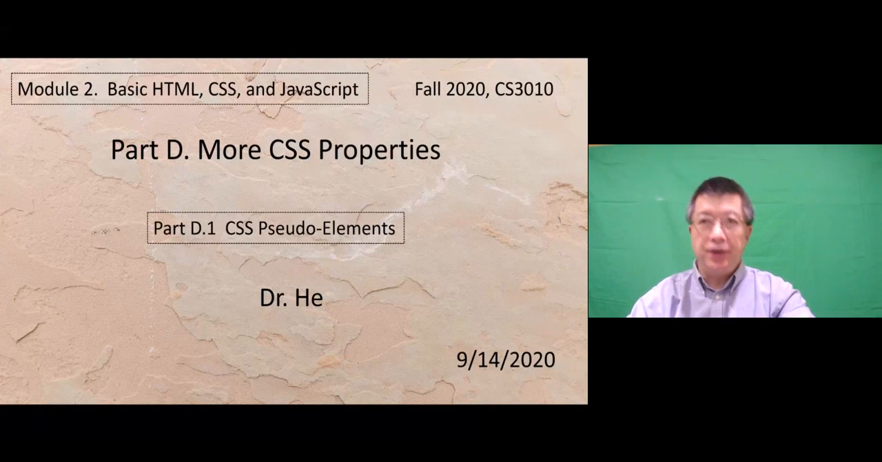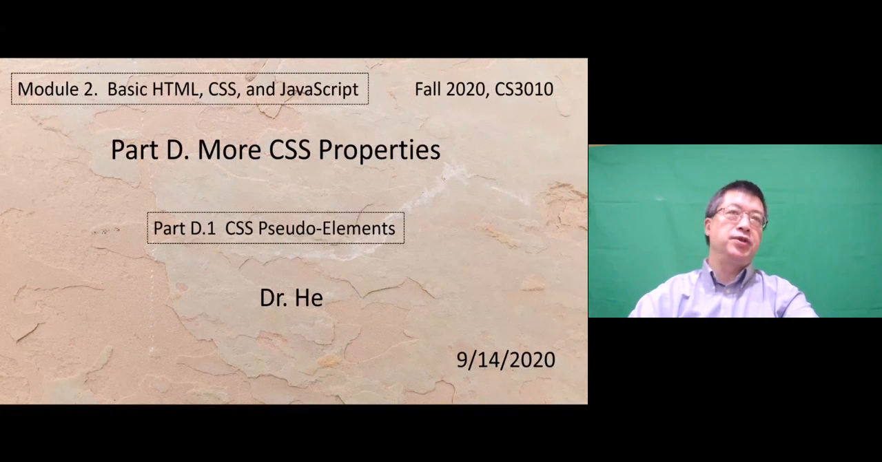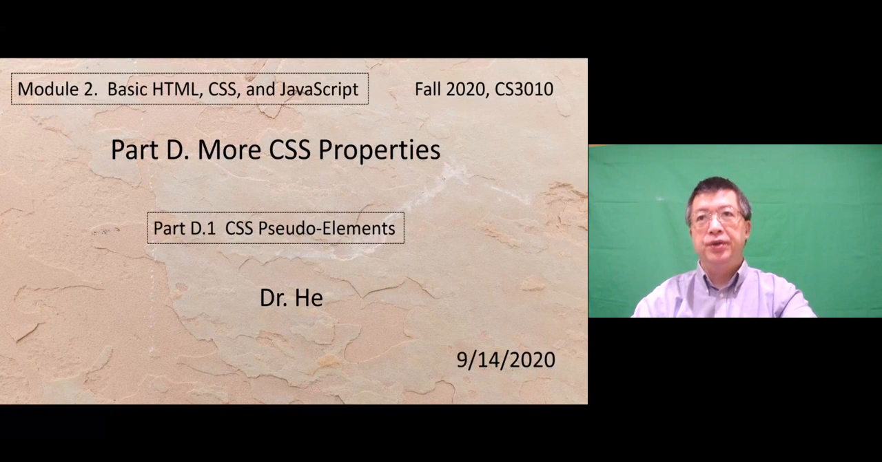D of Module 2, more CSS properties. So this is our second part of CSS. Part D.1 CSS Pseudo Elements. In this part, we will learn a new concept, pseudo elements.